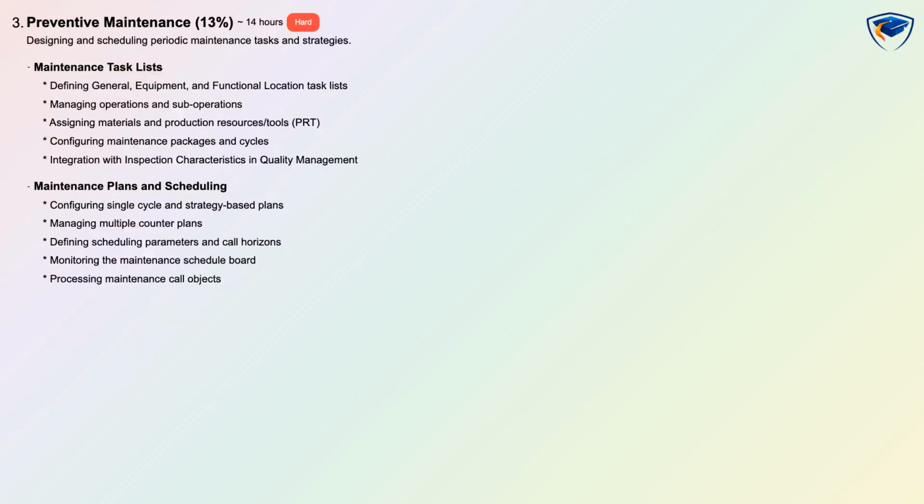Preventive maintenance is 13% and centers on designing and scheduling periodic maintenance tasks and strategies. This hard domain needs about 14 hours and includes conceptual and scenario-based assessment.